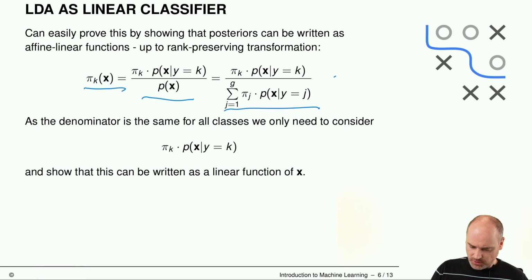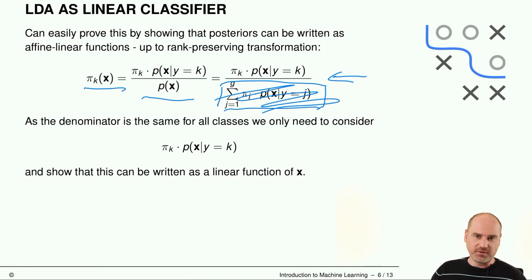And in the denominator, we'll use the law of total probability to write it in terms of pi k and these class conditional distributions. So, boring, because we already discussed that a couple of times now. The next thing we'll figure out is that this denominator is just a normalizing constant. It is the same for all classes. So for all of these pi k functions, this thing here is completely the same, so we can just disregard that, multiply through with it, and not care about it anymore.